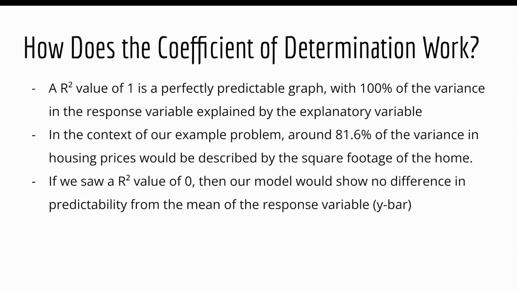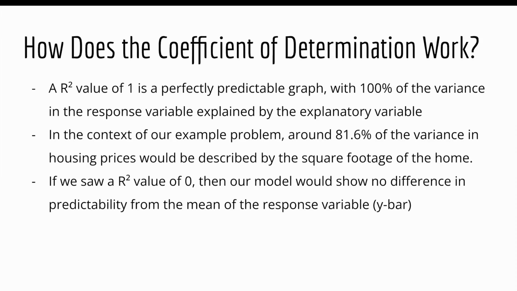If we have an R square value of 1, that is saying that our explanatory variable explains the response variable perfectly. So 100% of the variance in the response variable is explained by our explanatory variable. Now, if we see an R square of 0, then our model would show no difference in predictability from the mean of the response variable. In other words, there's not going to be any real relationship between the explanatory and the response variable.